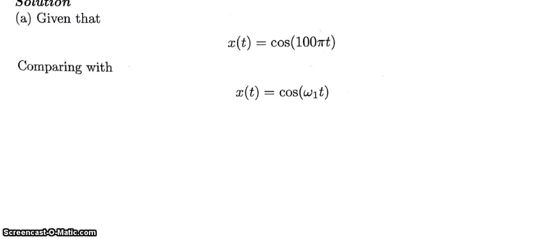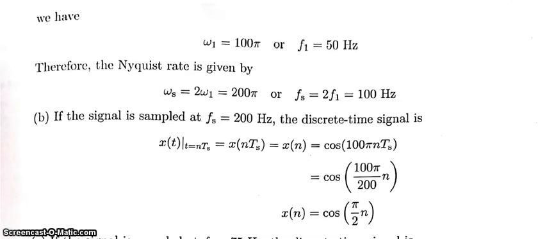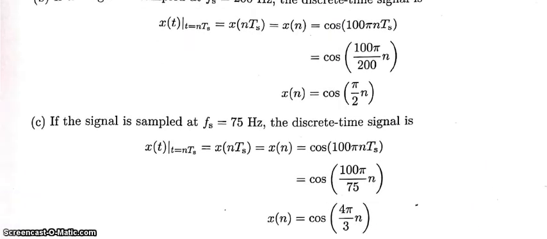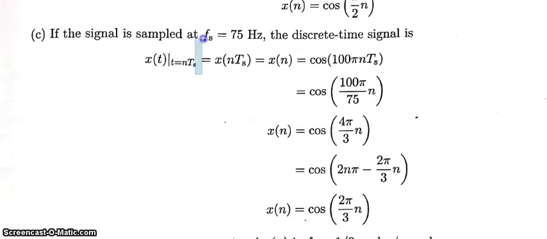Okay, so x of t is cos 100 pi t. So omega 1 on comparing is 100 pi. And therefore the sampling frequency omega s is 2 omega 1, which is 200 pi. Now if the signal is sampled at fs equal to 200 Hz, the discrete signal we are going to get is x of t at t equal to n Ts, and it is cos 100 pi n Ts. So cos 100 pi into n divided by 200, since Ts is 1 by 200, and we get it as cos pi by 2 n.